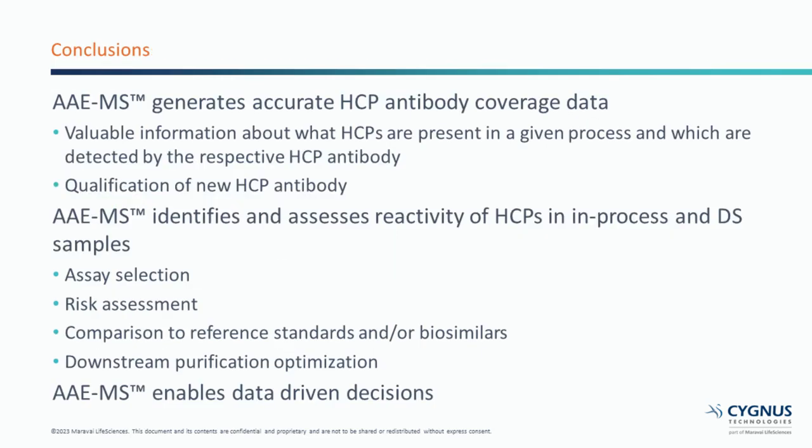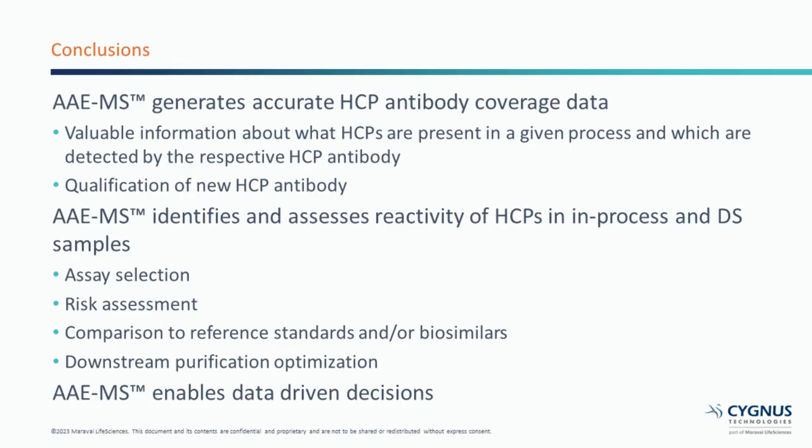So in conclusion, I would like to provide some take-home messages. First of all, AAE mass spec generates accurate HCP antibody coverage data. We know valuable information about what HCPs are present in a given process and which are detected by the respective HCP antibodies. It allows us to shift the conversation from a simple question, what is the percentage coverage, to a much more insightful one: what specific HCPs does your HCP ELISA detect and quantify? And this is extremely important.